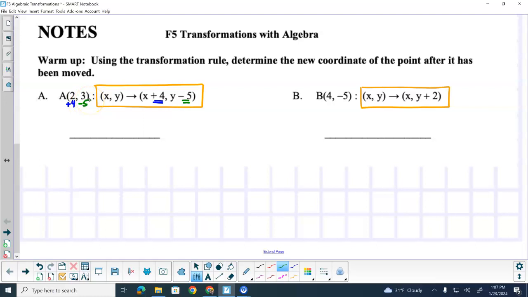Put it all together, Ashley, and where is our point A prime? 2 plus 4 is 6. 3 minus 5 is -2, right? 6, comma, -2. Love it.